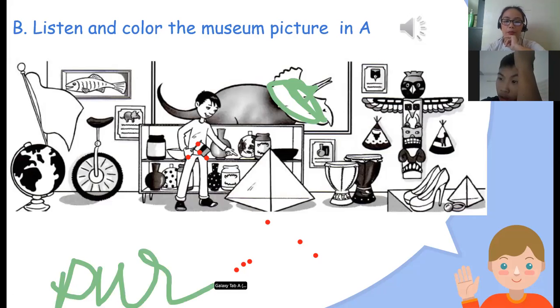So the pyramid is purple, right? Mm-hmm. Let me color it purple.